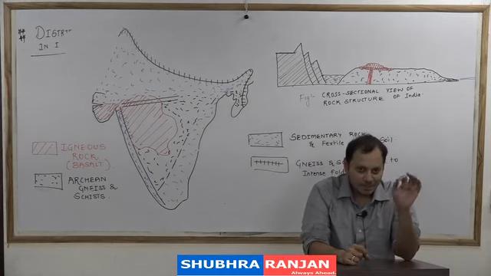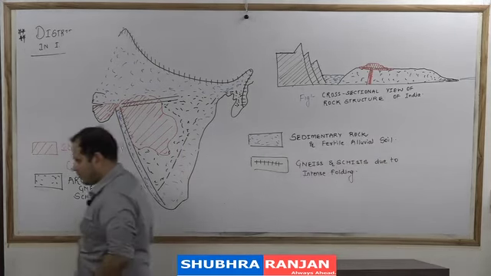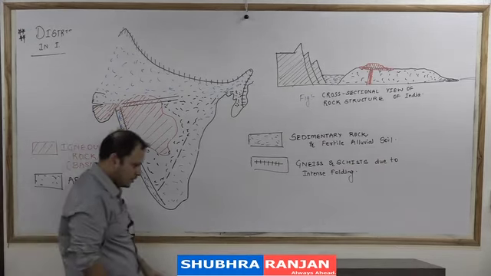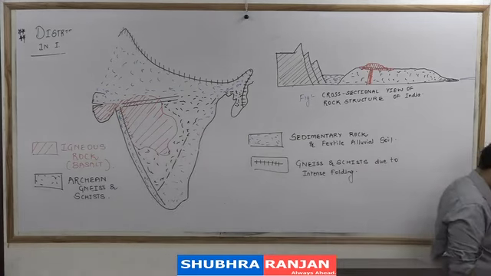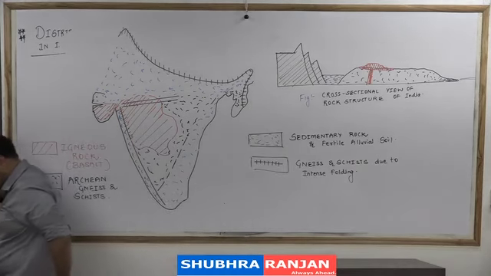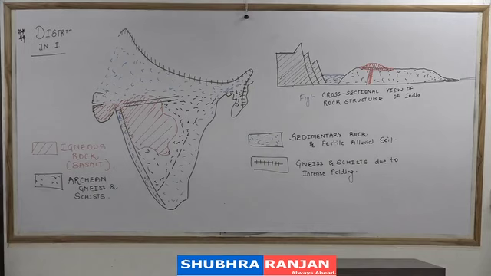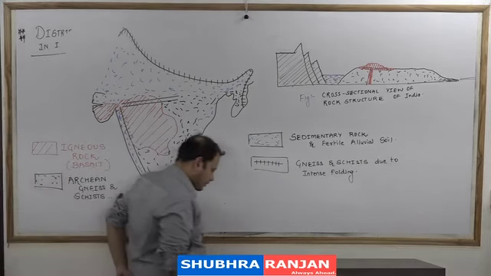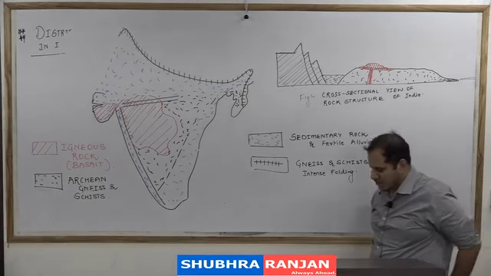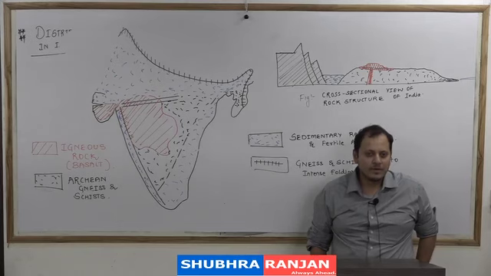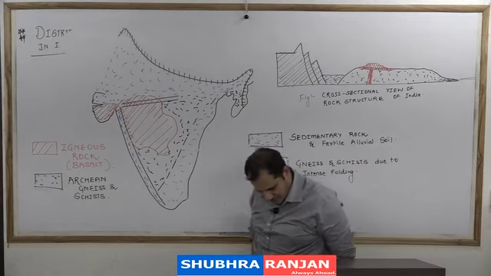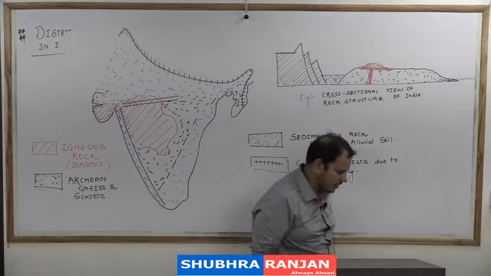Now you take down some of the points. The Peninsular Plateau has the oldest landmass in the world, and therefore the rocks are metamorphic, that is Archean, gneiss and schist.